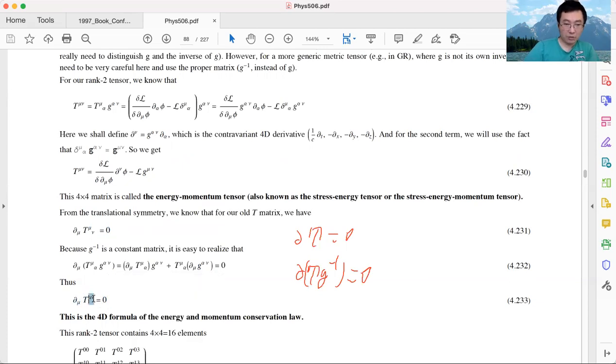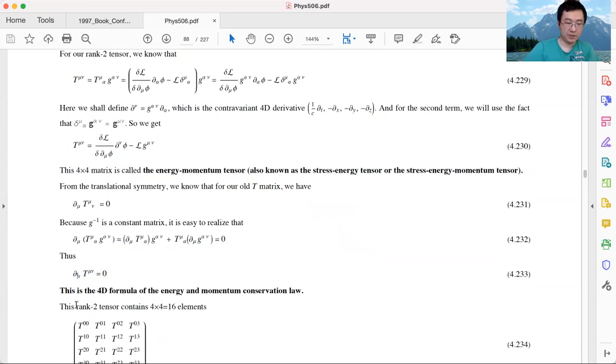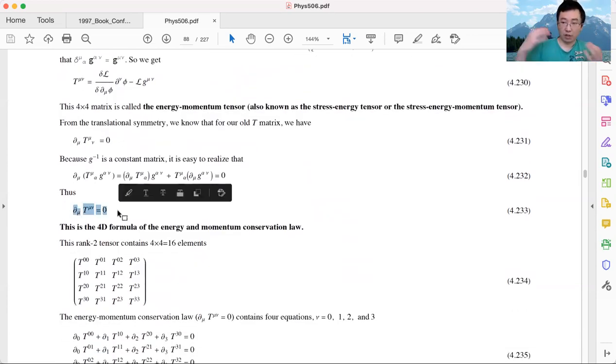This new T matrix obeys the same equation as the old T matrix, but it has an advantage. The advantage is that this new T matrix is really a rank 2 tensor. Using tensors makes everything convenient, because we need to make sure the equation follows the structure of scalar equals scalar, vector equals vector, and tensor equals tensor. Here we have the tensor, and we write our equation as a tensor equation. That guarantees that the Lorentz boost symmetry is preserved. So this is the T matrix and the equation from translational symmetry.